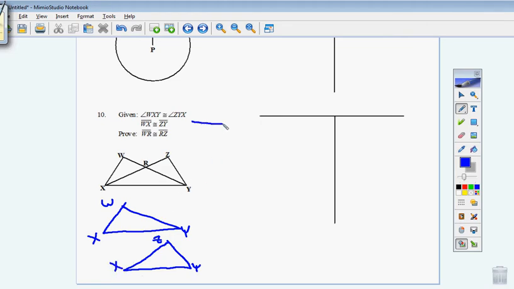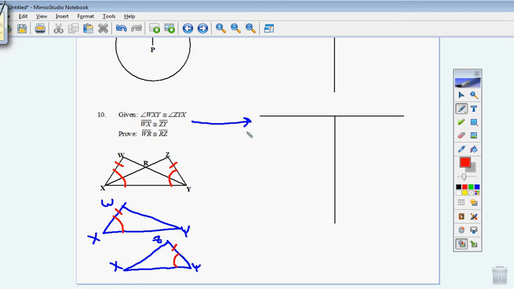So let's start with the given, and what I like to do, like I mentioned up in question 8, is I like to label my given on both triangles. So here, it's given to me that angle WXY is congruent to angle ZYX. So I have WXY, and I like to label that on both pictures. So WXY is congruent to ZYX, and then it also tells me that WX is congruent to ZY. So I'm going to label that on both triangles. WX is congruent to ZY.